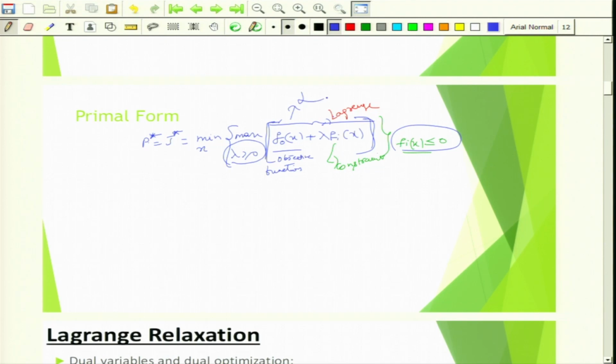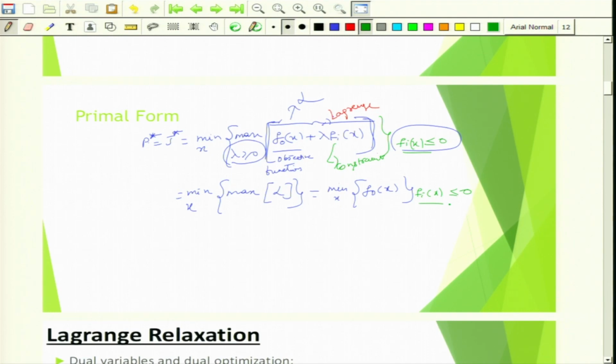This is L, right. That means the minimum over the total variables x of the maximum of L is nothing but the minimum of the function itself, provided that fi of x, the constraint, is less than or equal to 0.